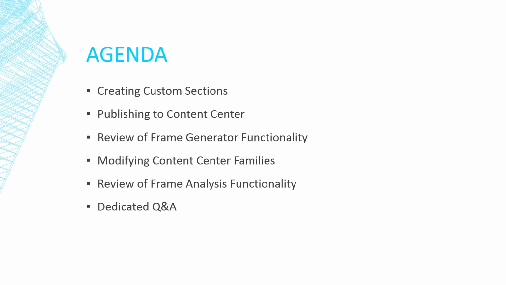We're going to talk about creating custom sections, then publishing those to the Content Center. I'll do a quick review of the Frame Generator functionality for those of you who aren't very familiar with it. We'll discuss modifying the Content Center, which I find is something that if you're going to use the Content Center in Inventor, you absolutely need to know how to do it, but many people don't, or they're just not comfortable with it. So we're going to talk about that. And at the very end, we'll have a short review of the Frame Analysis functionality that's built into Inventor Professional. So if you need to do any sort of virtual testing of your framework before you build it, Inventor can help you with that. And then we'll have some time for a dedicated question and answer at the end of the presentation.